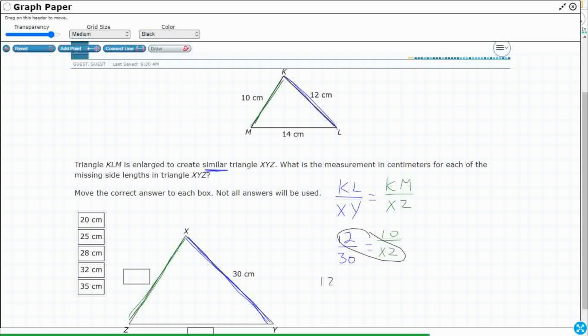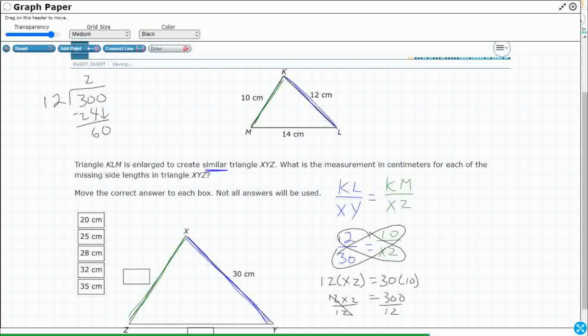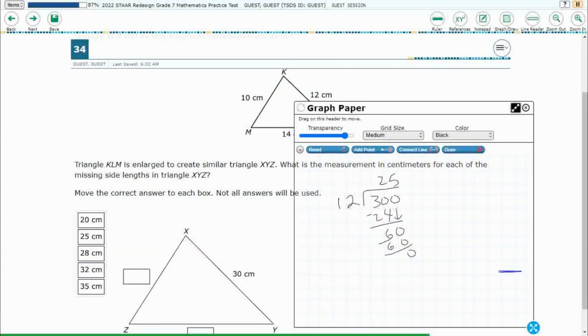So 12 times XZ is going to equal 30 times 10. Right? So 30 times 10 is going to be 300. So that's 12 times XZ. So let's just divide both sides by 12. That's going to isolate that XZ. So 12 goes into 300. Let's see, twice, that's 24. That's 6. All right, look at that. It's going to go in evenly 5 times. So it's going to be 25 right there. So let's go ahead and drag that right there for line XZ is 25.